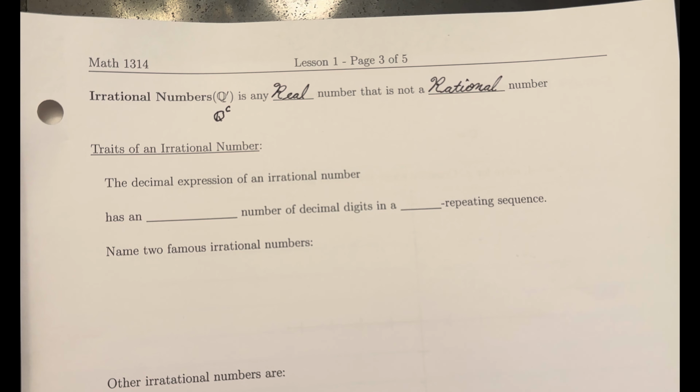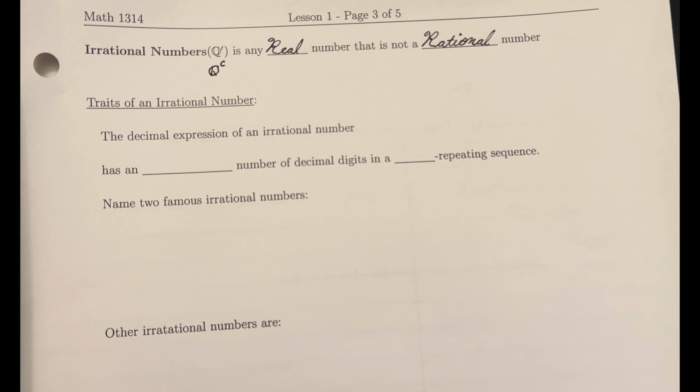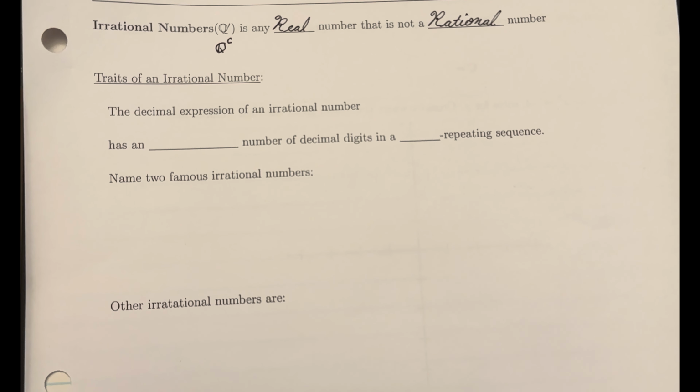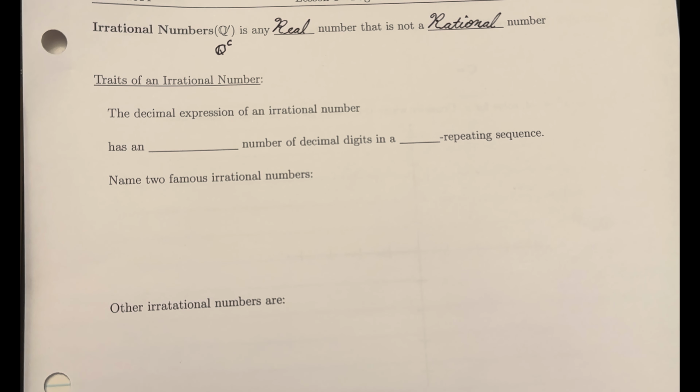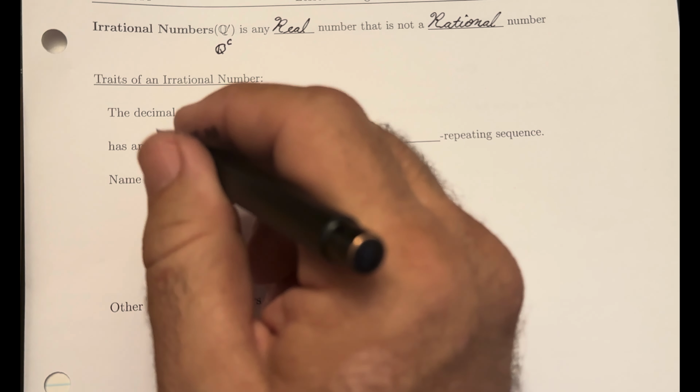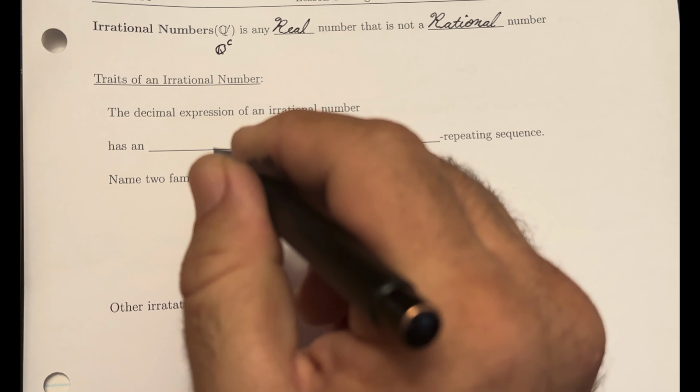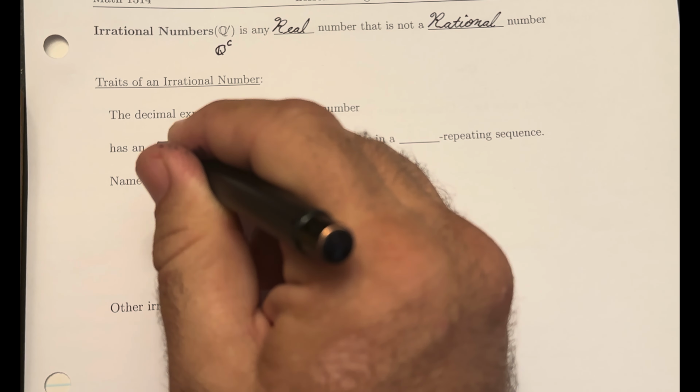Traits of an irrational number. The decimal expression of an irrational number has an infinite number of decimal digits in a non-repeating way.